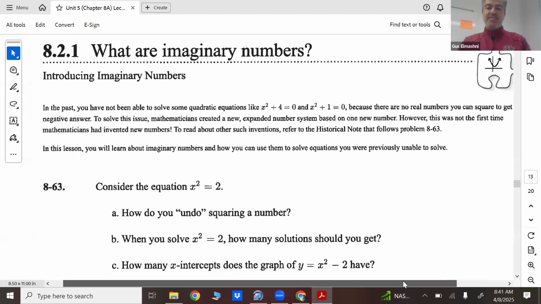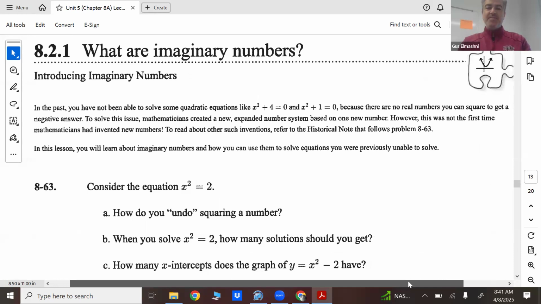Mathematicians have not been able to solve some quadratic equations like x squared plus 4 equals 0 and x squared plus 1 equals 0 because there are no real numbers you can square to get a negative answer. To solve this issue, mathematics created a new expanded number system based on one new number. However, this was not the first time mathematics had invented new numbers. To read about other such inventions, refer to the historical note that follows problem 863. In this lesson, you will learn about imaginary numbers.